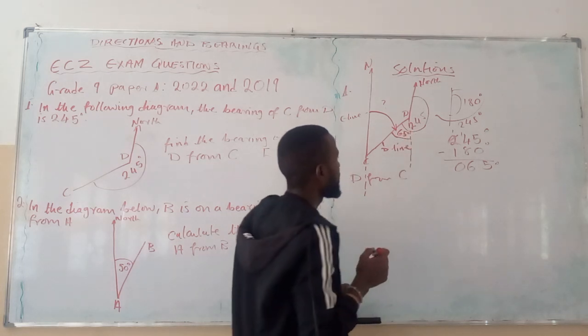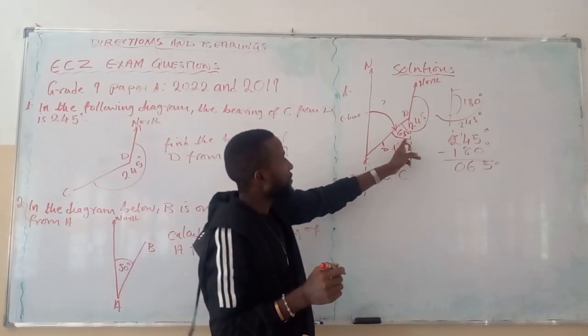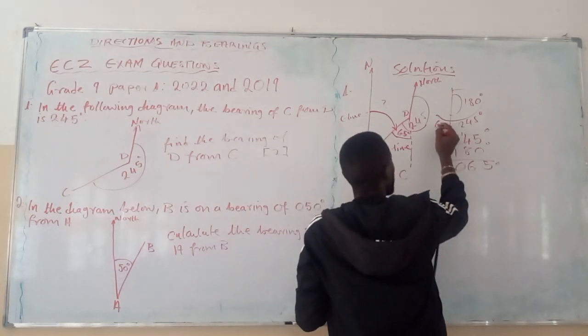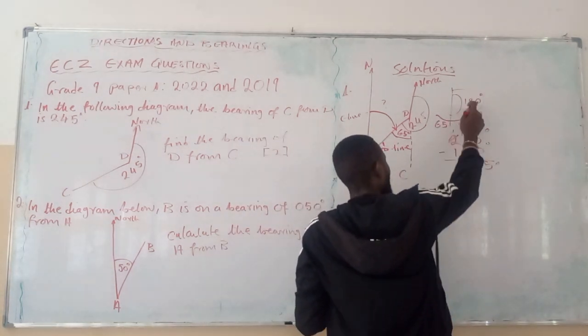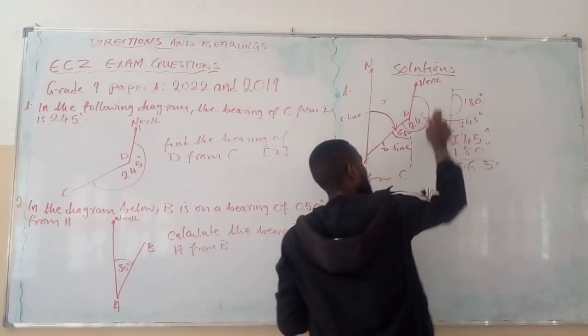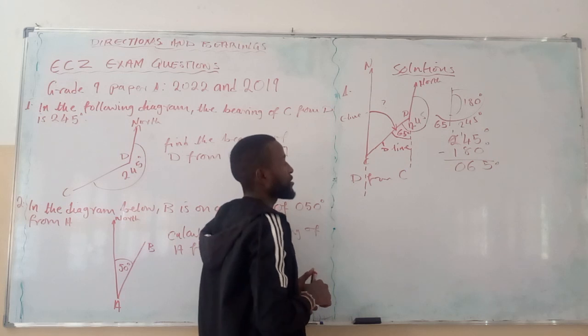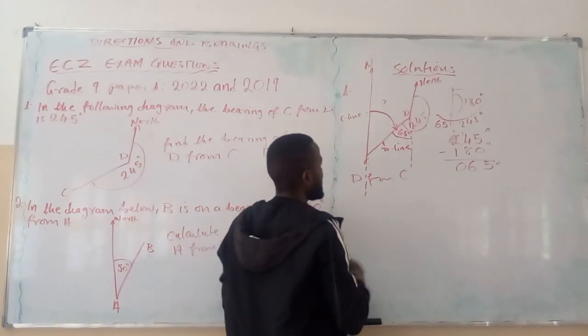That is the angle. So now if this is 65, it is true, because when I add 65 plus 180, I get 245, which is the whole angle they have given us there. Okay, so that is how you do the solutions there. Therefore, now you can come and finish this work.